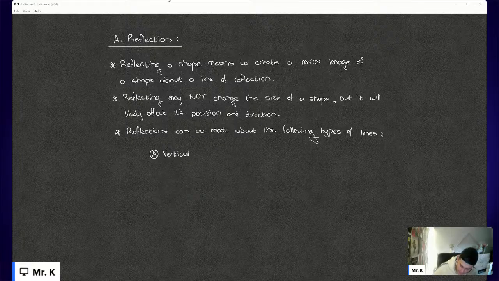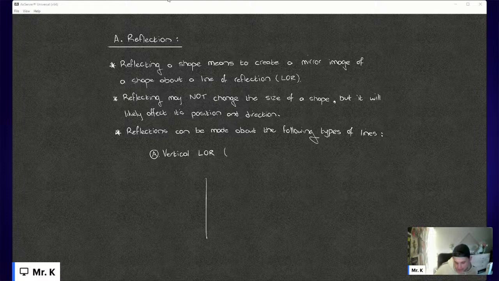About a line of reflection, guys, in the very first sentence that we wrote down, please in brackets make sure that you include an abbreviation for the sake of note taking. A line of reflection can be abbreviated to LOR. So we can work with a vertical line of reflection, which means a line heading from top to bottom, up and down. This is usually, not always, but usually the y-axis.